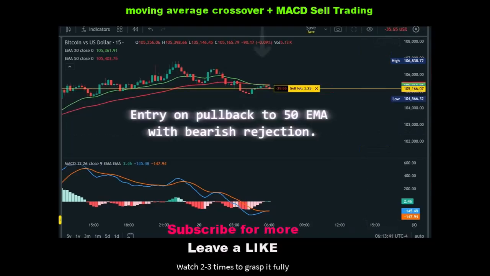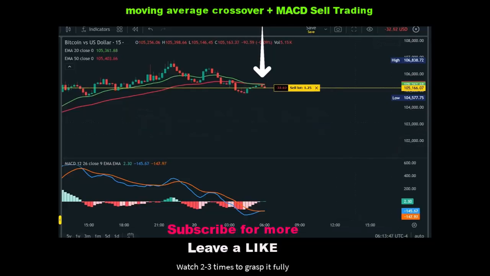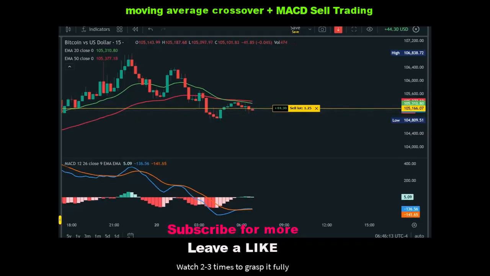Even though I missed the first opportunity, this pullback entry gave me a second chance to jump into the trade with a solid setup. Now, once you've entered the trade, here's the important part. You need to stay in the trade until the MACD blue line crosses above the 0 level. That's our exit signal based on momentum shift. Until then, let the trade play out and give it room to work.